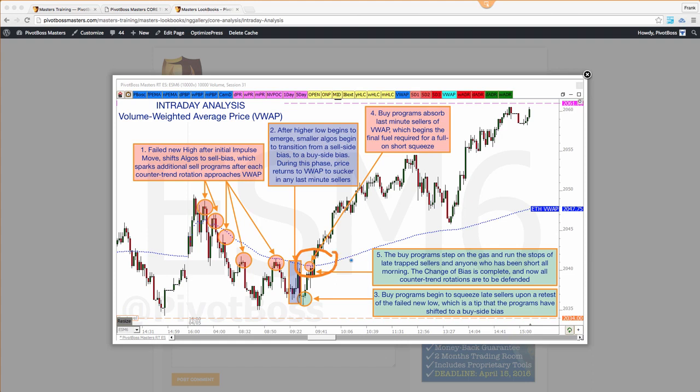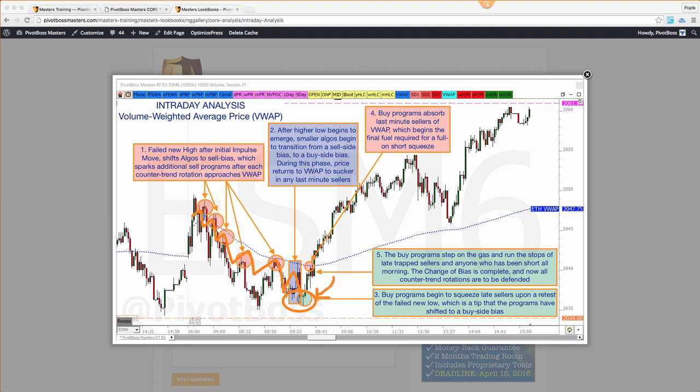The change of bias occurs right here and it's complete. But this is what I wanted to make mention of, because this is the same type of if-then-else statement that you'll see on any one of these pivots, whether it's the mid, whether it's VWAP, whether it's the overnight pivot, previous high-low close. They'll all have similar types of tendencies. But the thing that's most important is that you'll have a sell-side bias that's controlling until you get a failed new high or new low.